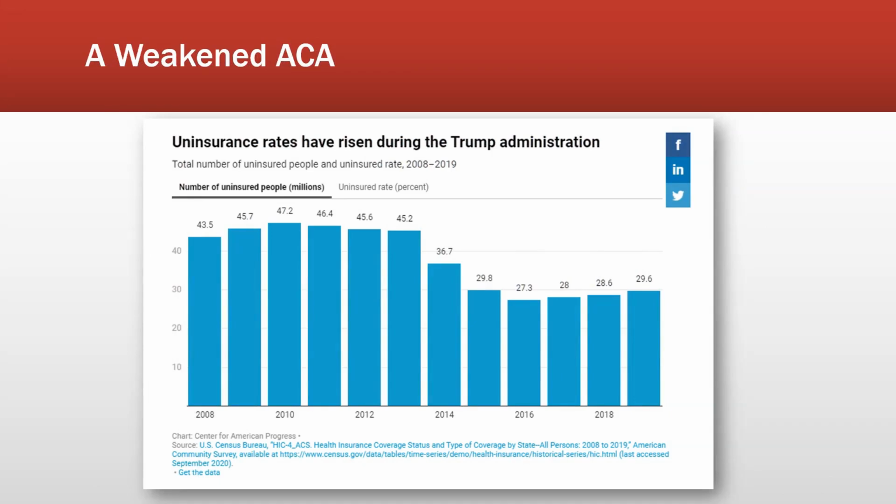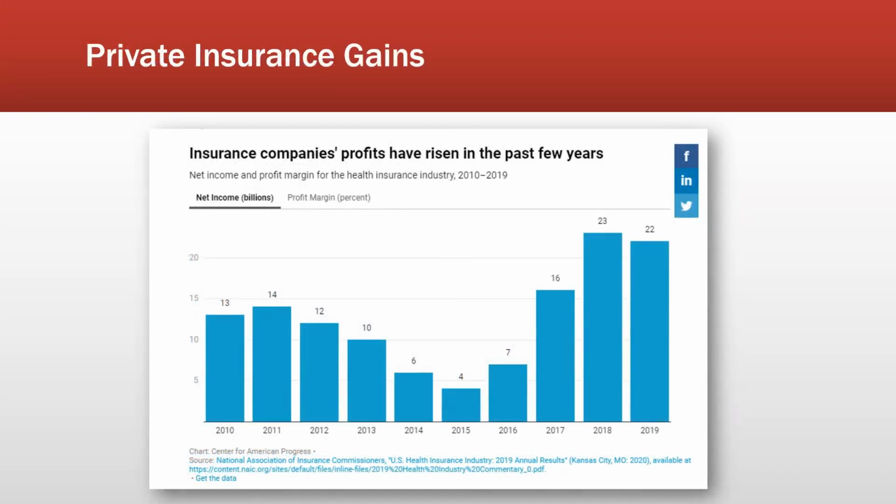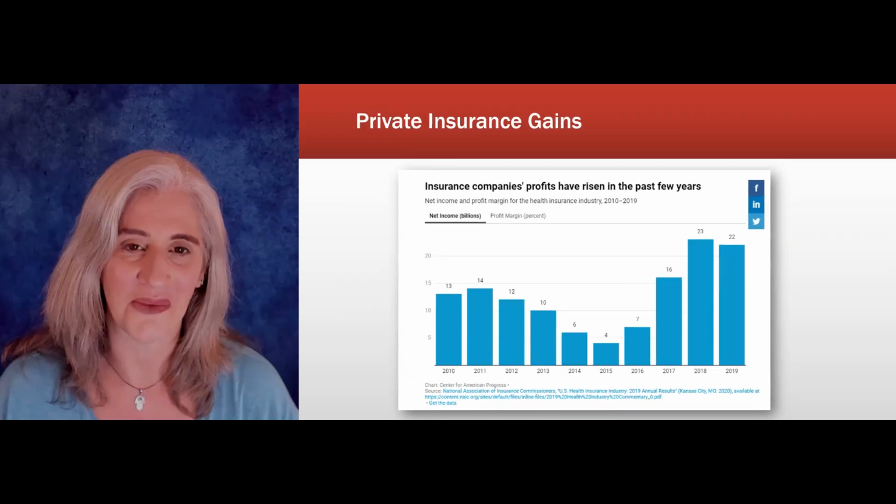Now, President Trump came in and he really weakened the Affordable Care Act. And what we've seen is that the rates of uninsurance have been rising. So we see that number creeping up from 27.3 million uninsured to 29.6 million uninsured in 2019. Again, these are pre-pandemic numbers. And by the way, while that was happening, insurance companies' profits actually went up as well.